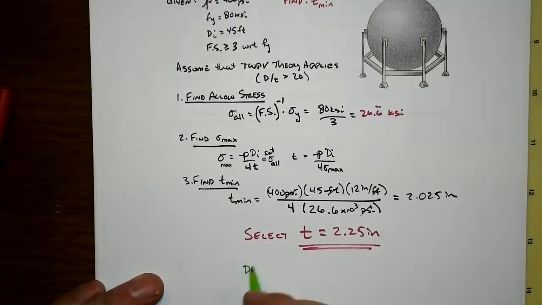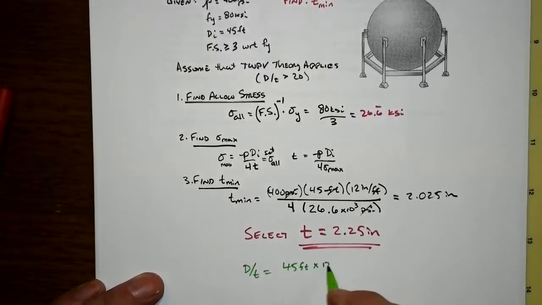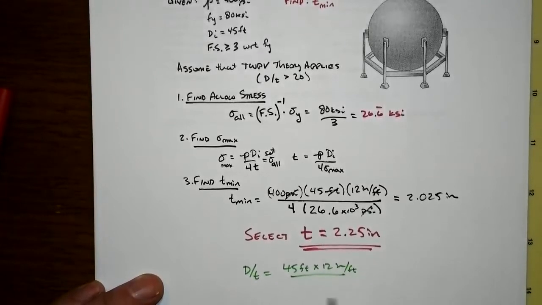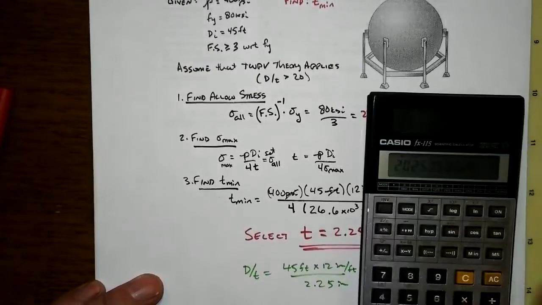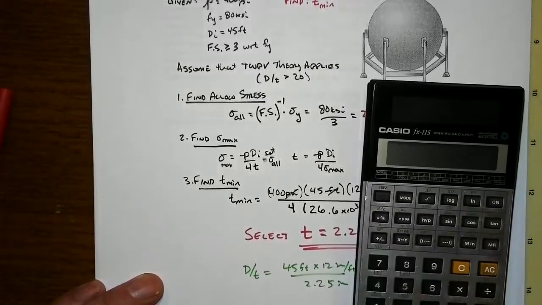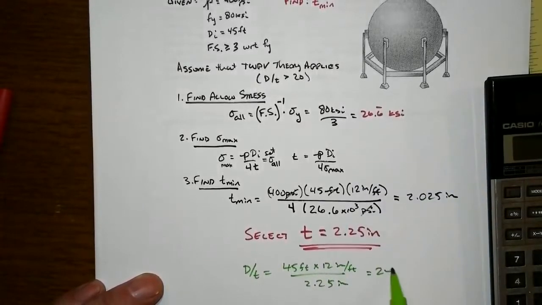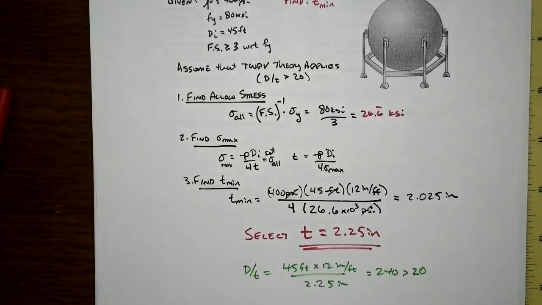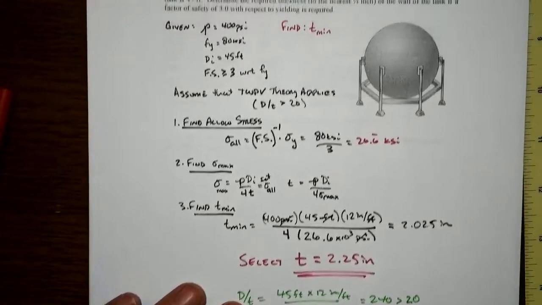It will, right? D over T is going to be 45 feet times 12 inches to get all in inches, and then divide by 2.25 inches. 45 times 12 divided by 2.25, and that's 240, and that's greater than our required 20, and so that would seem to be appropriate.